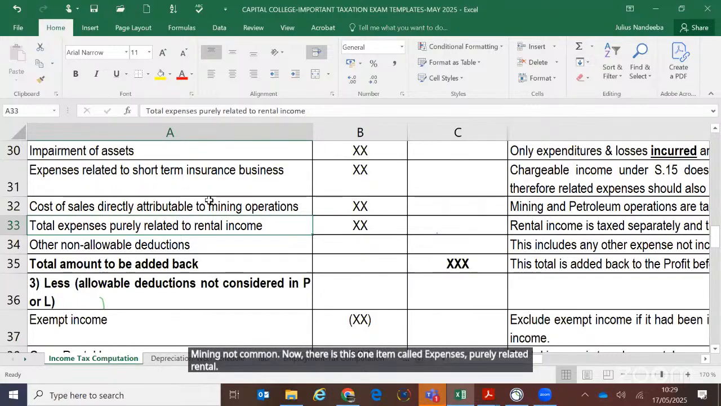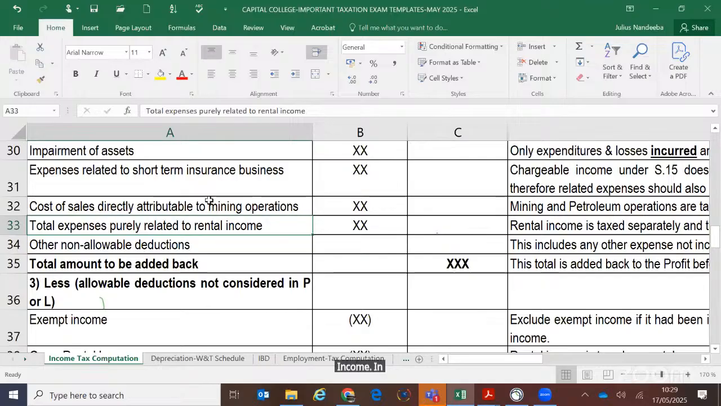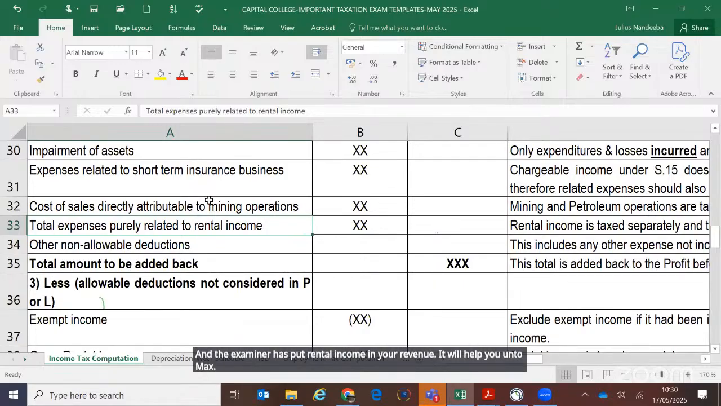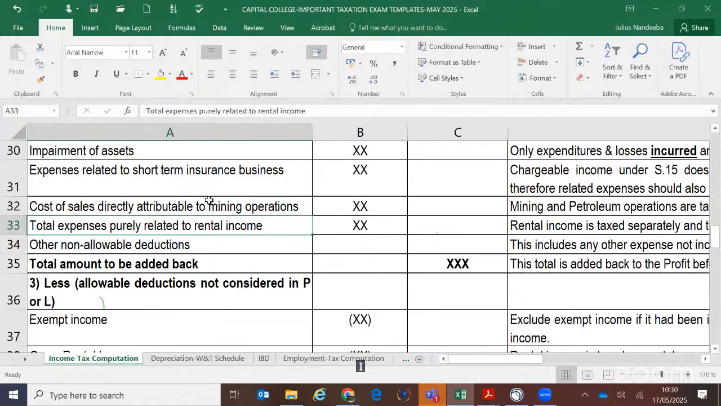income. In your line of revenue, in your line of other incomes, if you ever see an item called rental income or income from property, if you're renting out a property, if you're renting out land or building and the examiner has put rental income in your revenue, it will help you earn 2 marks. I repeat, actually not only 2 marks, about 4 marks.